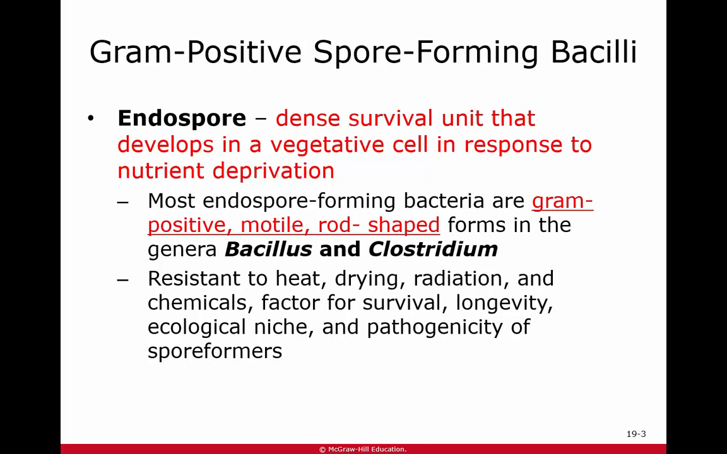Now, it says right here that most endospore-forming bacteria are gram-positive. They are motile, which means what? That's right, they can move, and they are rod-shaped. The two major genera that you should focus on are Bacillus and Clostridium. Now, we know that these two genera are resistant to heat, drying, radiation, and chemicals. They happen to have a longevity. They can be dormant in that endospore for a long period of time and then come back into the active vegetative state. We know that they serve particular ecological niches, which is basically they have certain jobs within the ecology. And we do know that they are pathogenic.